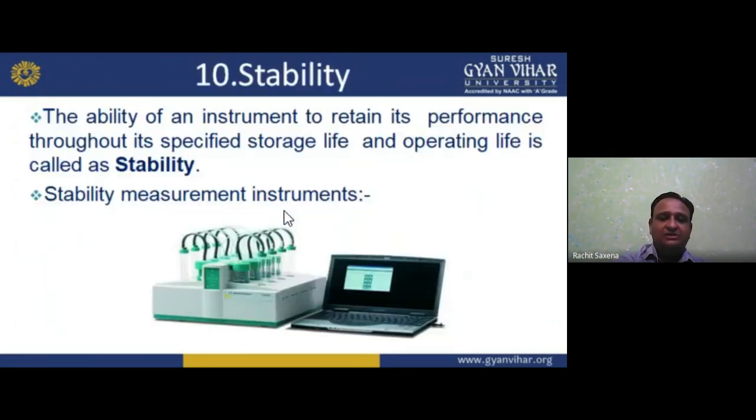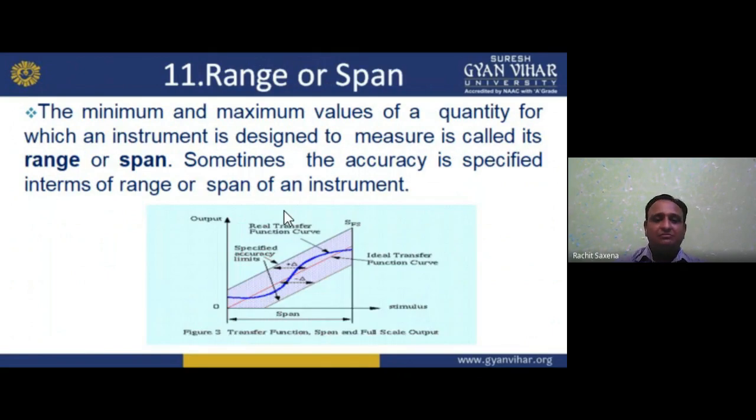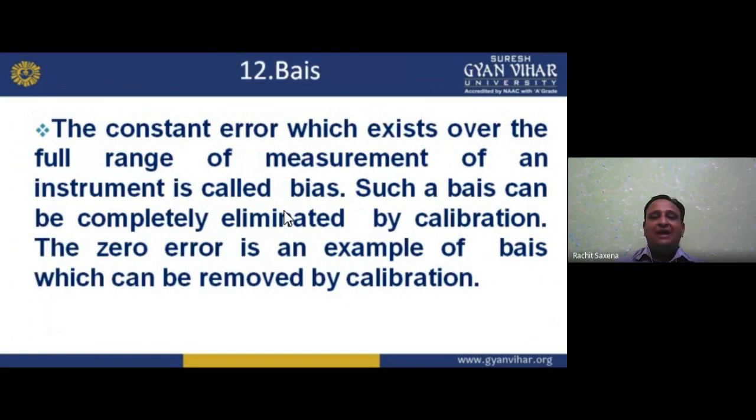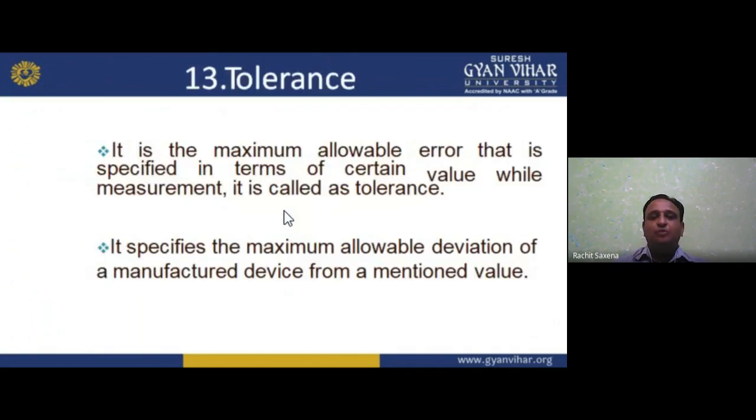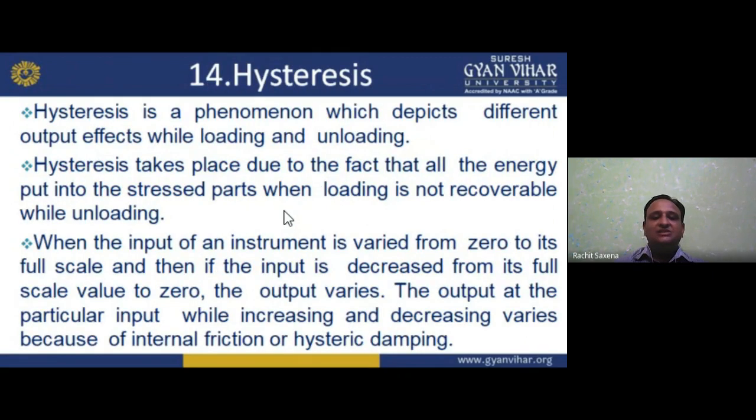It looks like this. Then we have stability; the word came from stable. The measuring instrument is shown in the figure. Then we have the range or span, the minimum or maximum value. Then we have the bias. Then we have the tolerance; the word came from tolerance, which the instrument possesses. Then we have hysteresis.